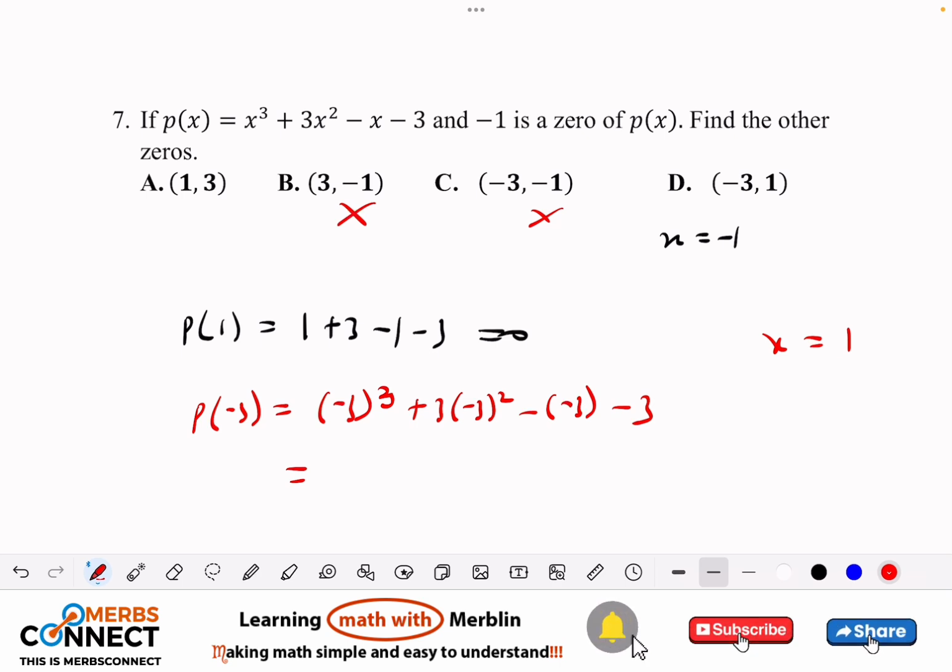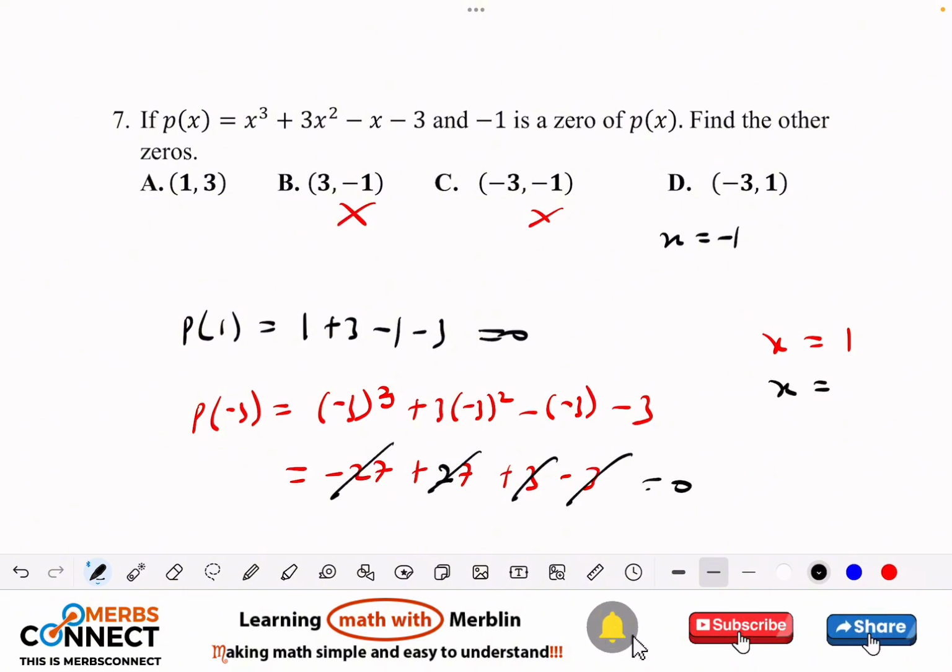-3 cubed is -27 plus -3 squared is 9. 9 times 3 is 27. Minus minus will be positive, and then this one will be minus. So this one should be 27. So this will cancel this, and this one will cancel the given as 0. So x is equal to -3.